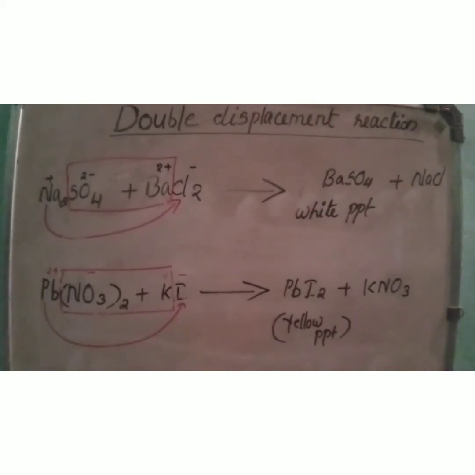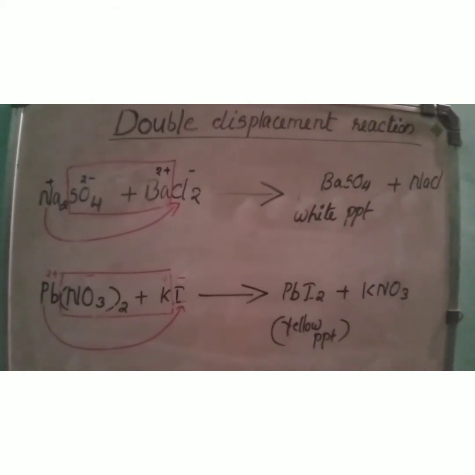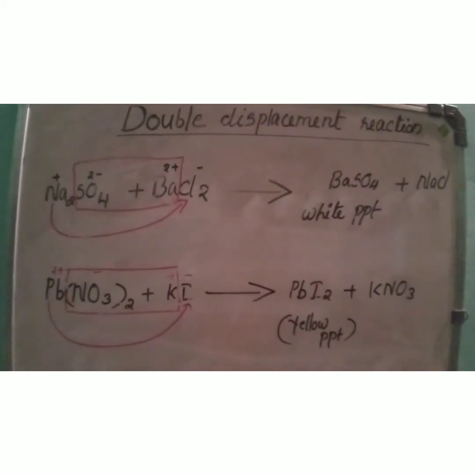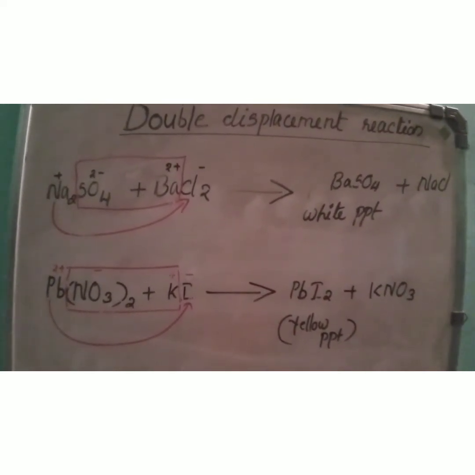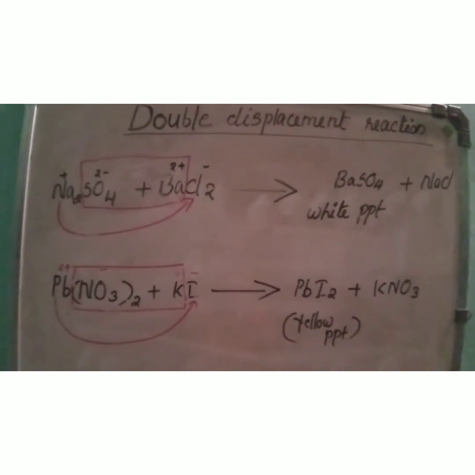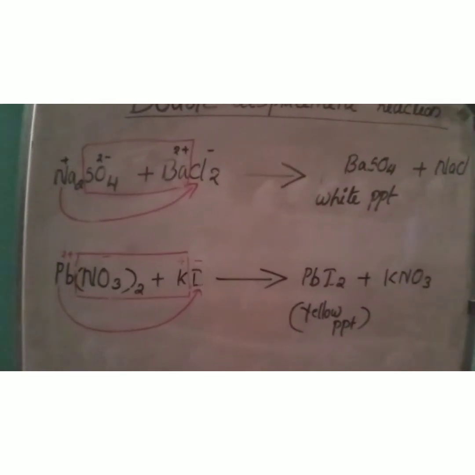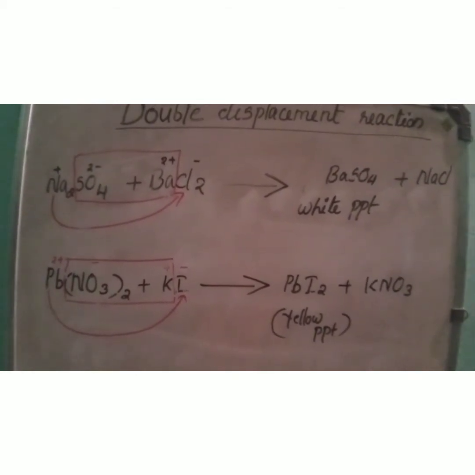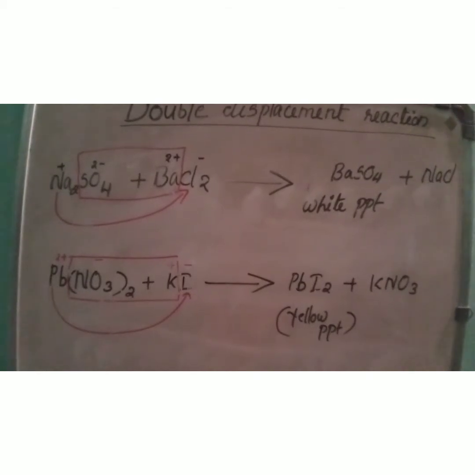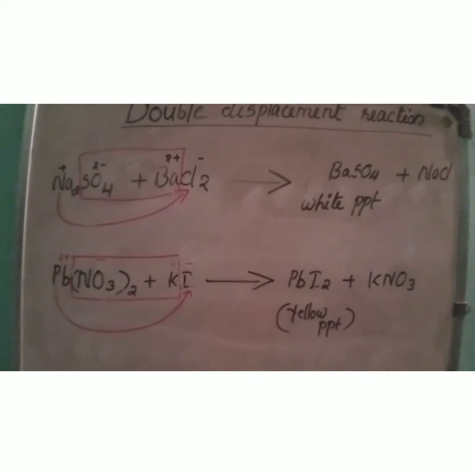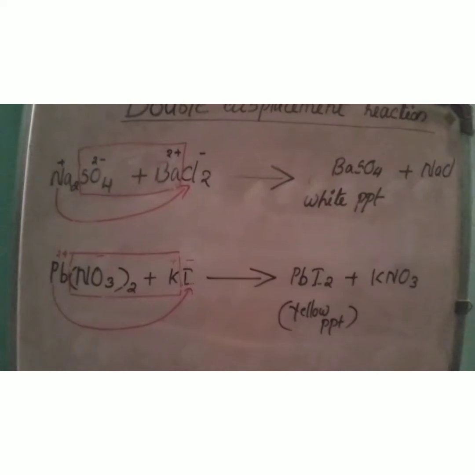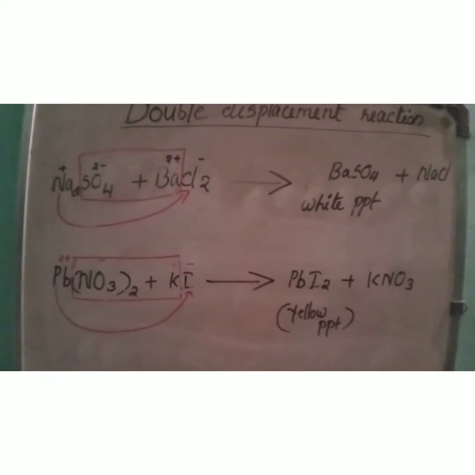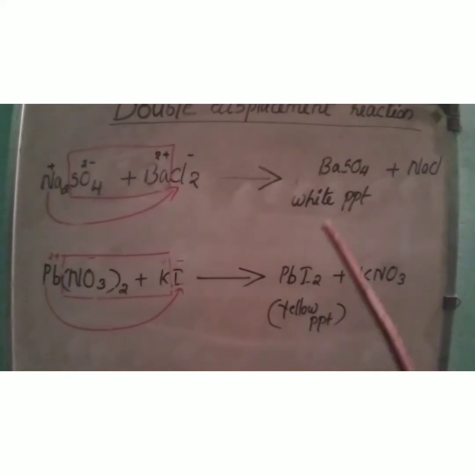This type of reactions are known as double displacement reaction. Double displacement means the reaction which takes place by the exchange of ions. I repeat the definition. The reaction which takes place by the exchange of ions is known as double displacement reaction. It is also known as precipitation reaction because in double displacement reaction, precipitate is formed.